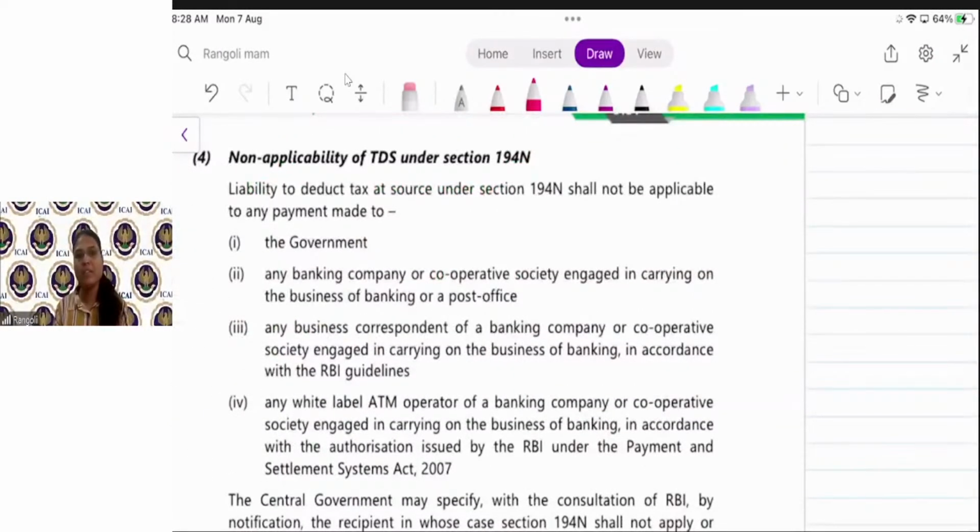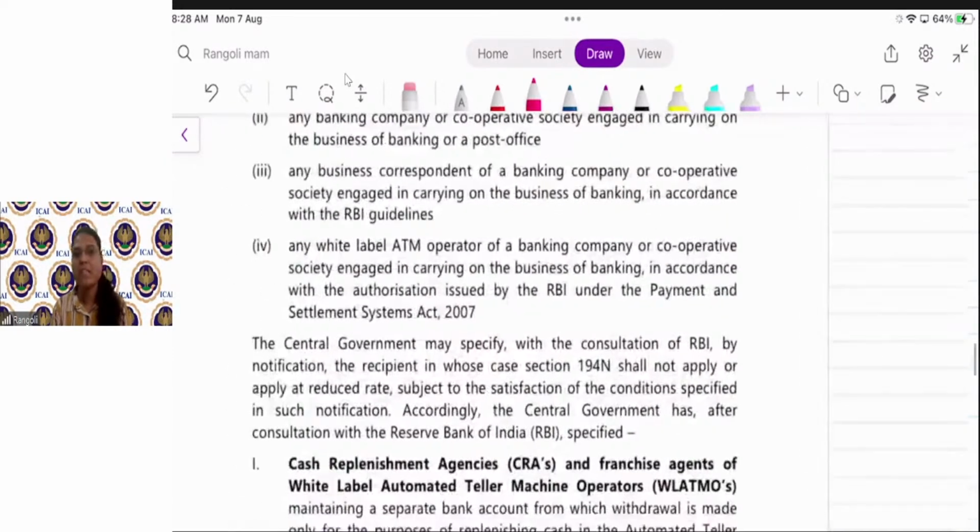Now, non-applicability of section 194N. When will the bank not deduct TDS even if you are withdrawing more than 1 crore? If the person who is withdrawing the amount is the government, a banking company, say one banking company withdrawing from another banking company as per the guideline of RBI, or a white label ATM operator of a banking company.